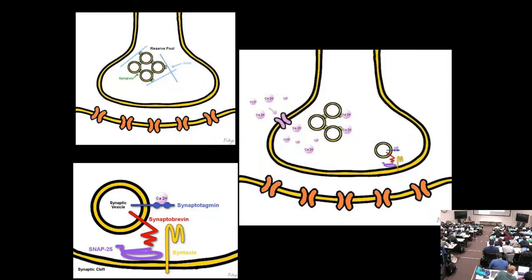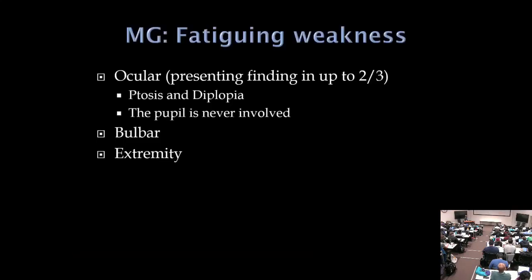Okay, so remember the normal physiology of acetylcholine release, and many other neurotransmitters have the same mechanism. You have the acetylcholine bound up in these vesicles, and the key event is the entry of calcium. When the calcium binds to synaptotagmin, that causes the fusion of the synaptic vesicle with the SNARE proteins. And then we have release of acetylcholine.